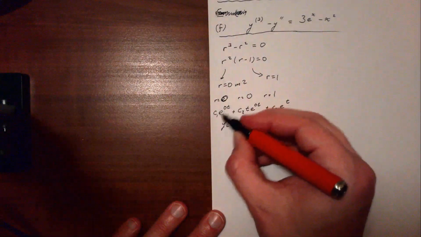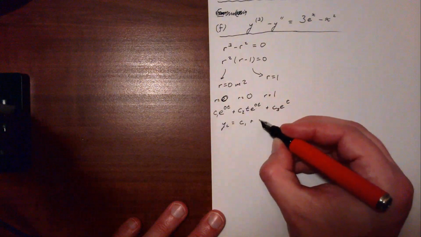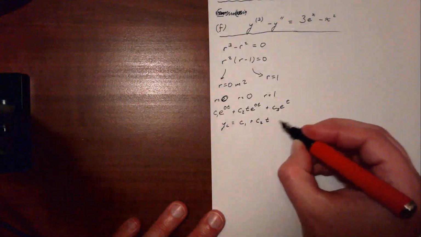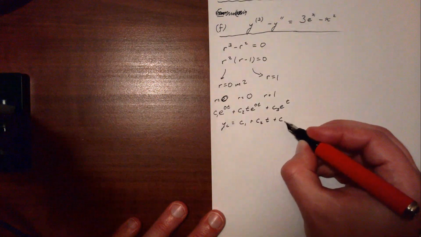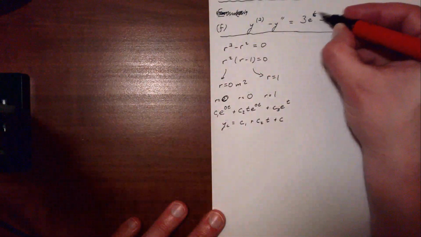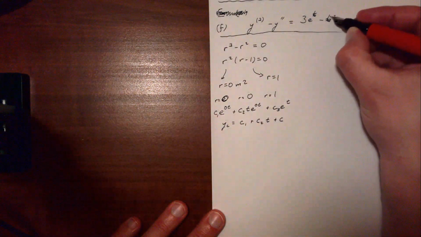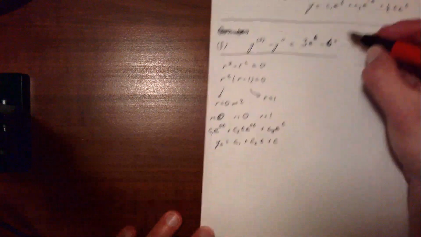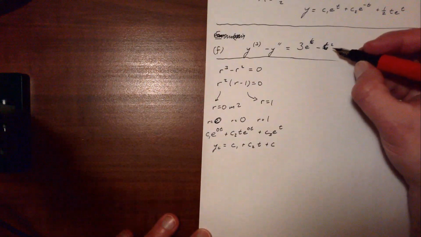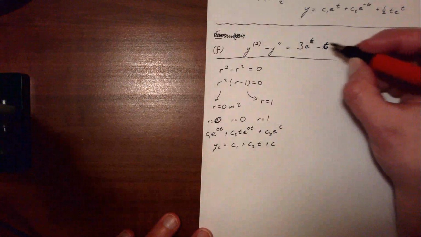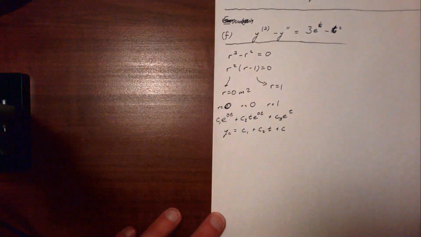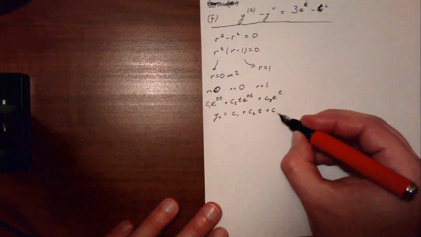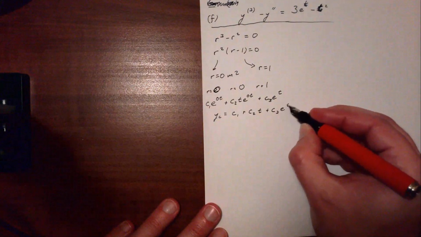So c1, and this just cancels and is just 1 really, plus c2t plus c, oh sorry, I mixed and matched my t's and x's again. Change all those x's up here to t's. Sorry about that. Supposed to be t's. T's throughout. T's for everyone. Okay, c3 e to the t.